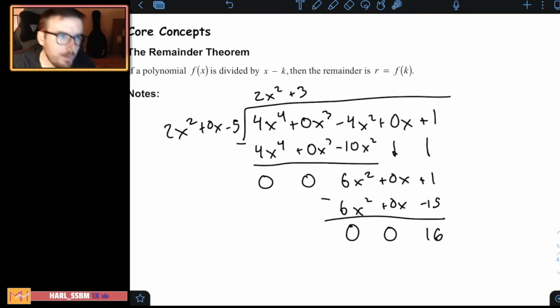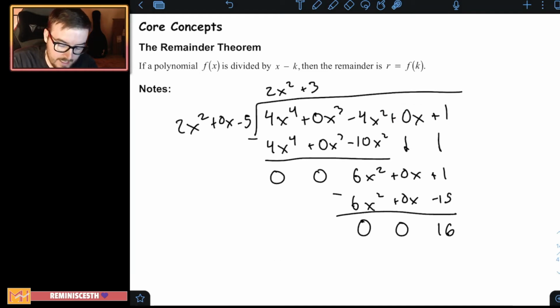So if you look at that original problem on number 3, it's missing an x cubed term and it's missing the x term. So I put zeros as a placeholder. And the thing that's doing the dividing, the divisor, is 2x squared minus 5. So it's missing the x term. So I put a placeholder in for that. And this goes by pretty quickly because of how long the expression is.